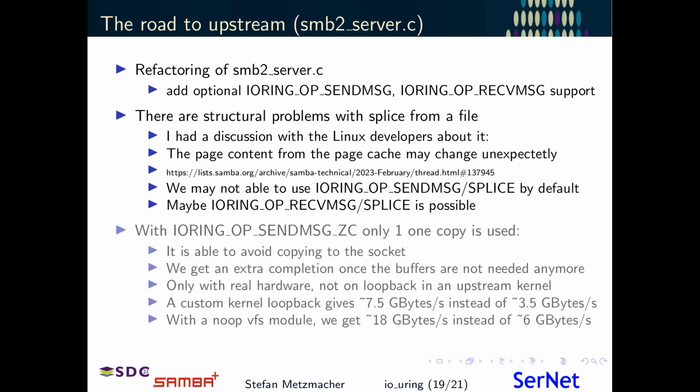But the good news is that we have now the send message with zero copy command in IO-ring, and that means instead of using two copies, one from file system to the buffer and then from the buffer to the socket, it can be reduced to just one copy, and that helps a lot. It's not as perfect as with splice, where we have no copy at all, but at least it reduces CPU load drastically.